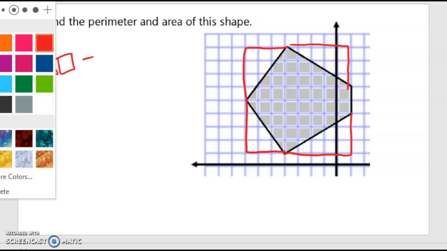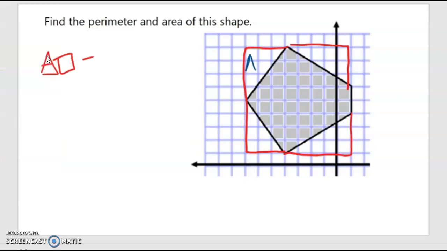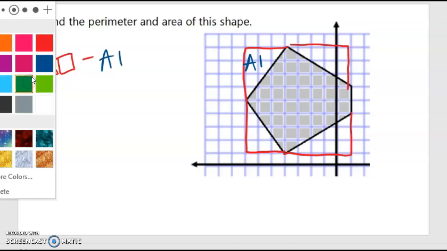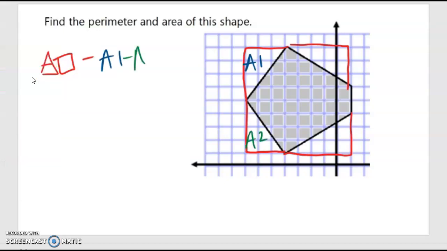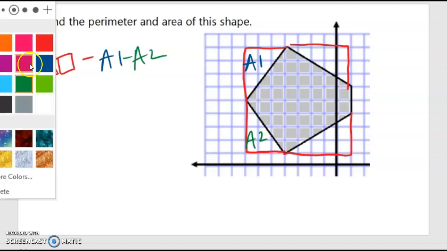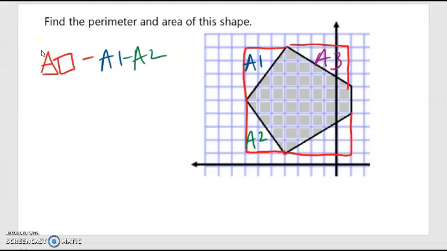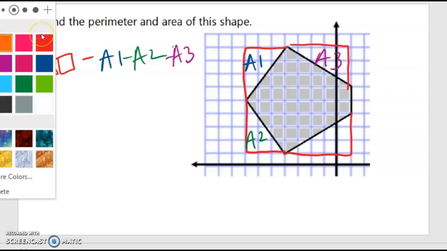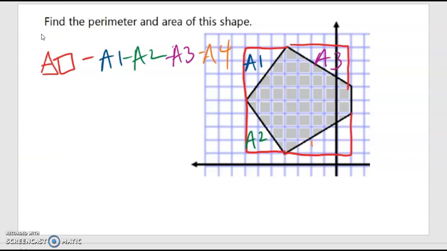Area of the box minus the area of triangle 1 minus the area of triangle 2 minus the area of triangle 3 minus the area of triangle 4, and that's going to give you the inside area of what you're actually trying to solve. So I'm not going to solve this one, but this is what you're going to be doing when you're working on your project. You're going to be finding the box area and subtracting out the triangles that you don't want in there.